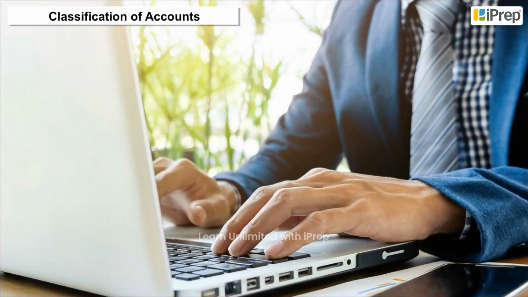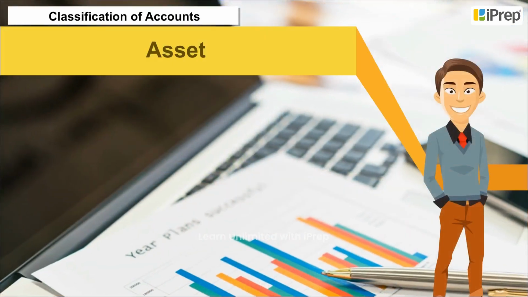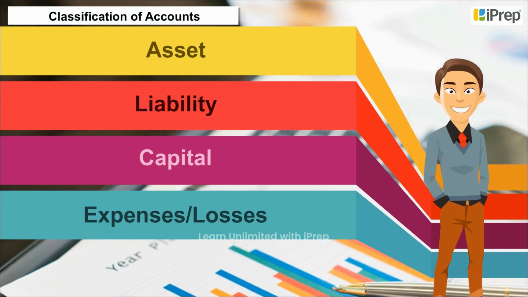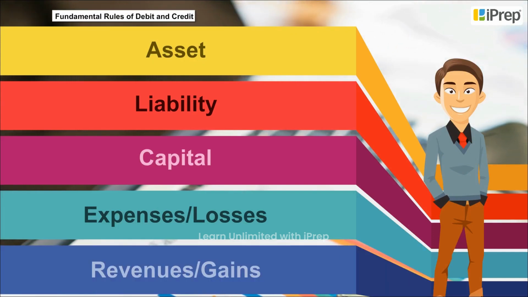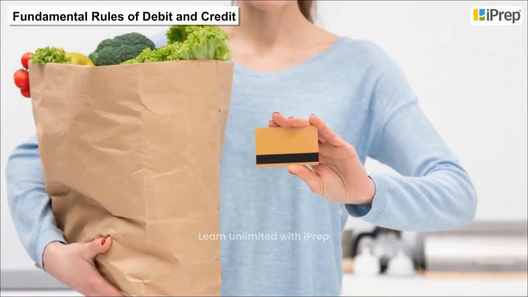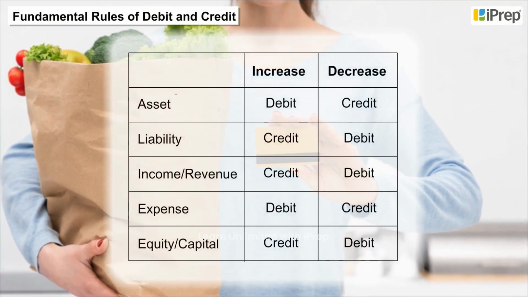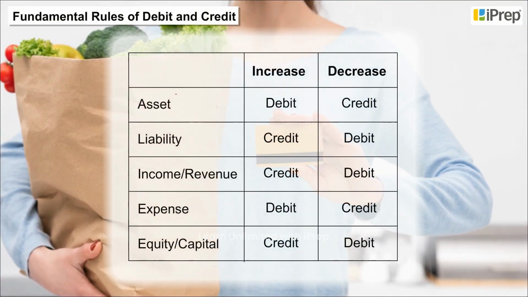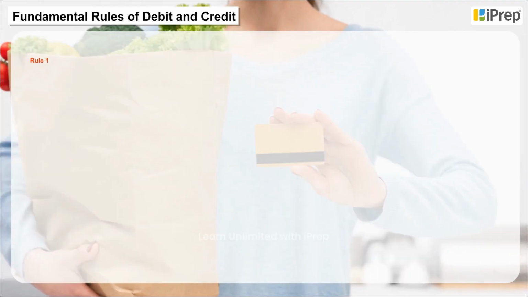Classification of accounts. All accounts are divided into 5 categories for the purposes of recording the transactions. These are asset, liability, capital, expenses or losses, and revenues or gains. Fundamental rules of debit and credit. The two fundamental rules that are followed to record the changes in these accounts are: Rule 1.